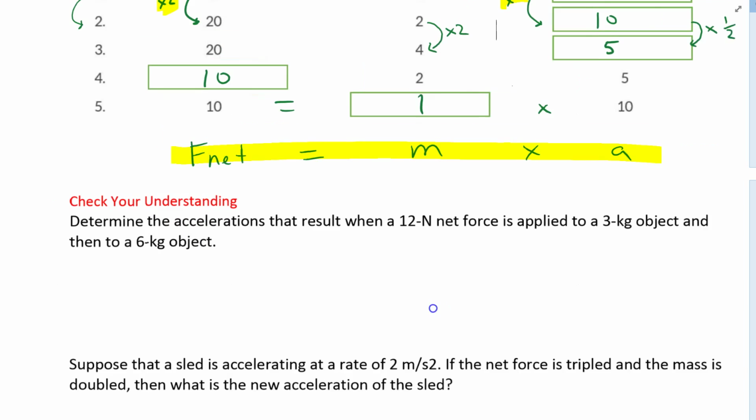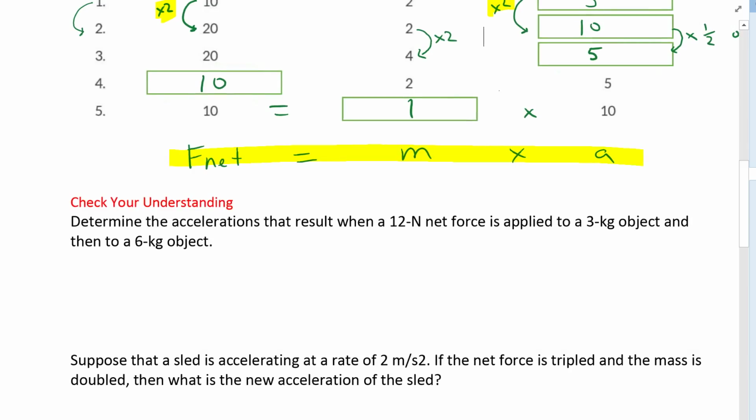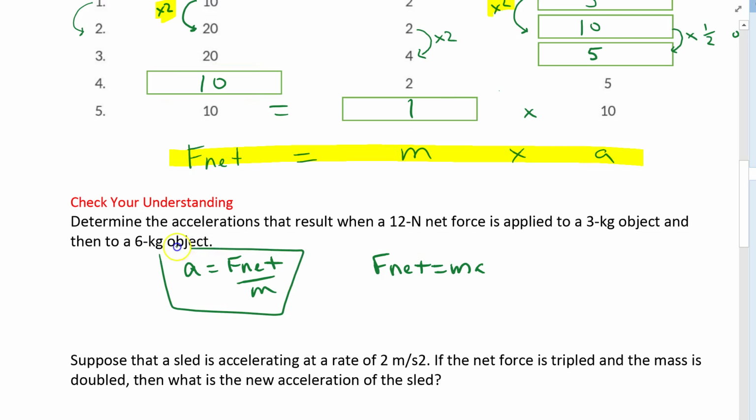Let's try to check your understanding here. It says determine the accelerations that result when a 10 Newton force is applied to a 3 kilogram object and then to a 6 kilogram object. So I have my two versions of writing my formula. It turns out I think that this version is better for this question because it's solving for acceleration.